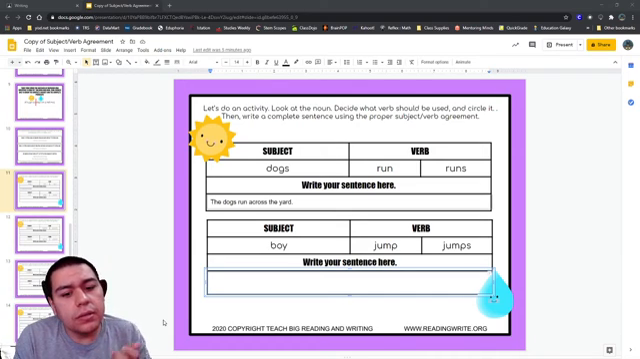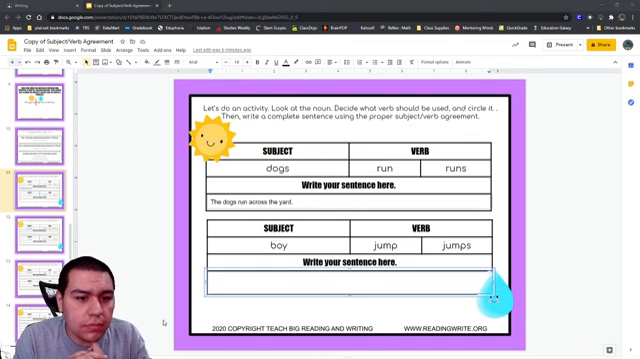Alexa, what do you think? The boy jumps what? On the trampoline? Okay, the boy jumps on the trampoline. Perfect. Does anybody else have something different besides the park or trampoline? Bella, what do you think? What could we have put there to end the sentence?